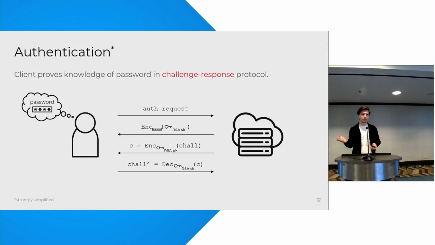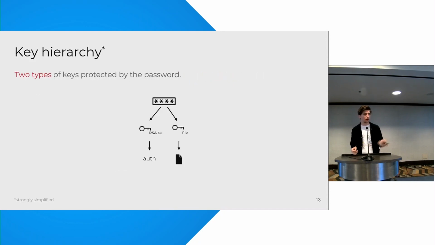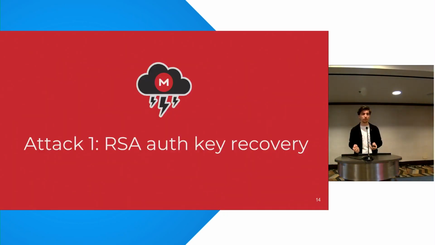The user will then decrypt this challenge and send this decrypted challenge back to the server to prove that it successfully recovered access to the RSA key material. So in conclusion, the password protects 2 different types of keys. First, the RSA-CRT key that's used for authentication, and second, a file key that's used for file encryption.